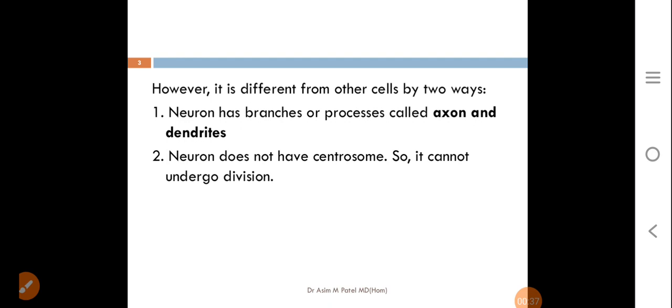That is, this neuron has got processes. These processes are called axons and dendrites, and the neuron does not have centrosome in its nucleus. That is the reason why neuron cannot undergo cell division. So there is no cell division in neuron.